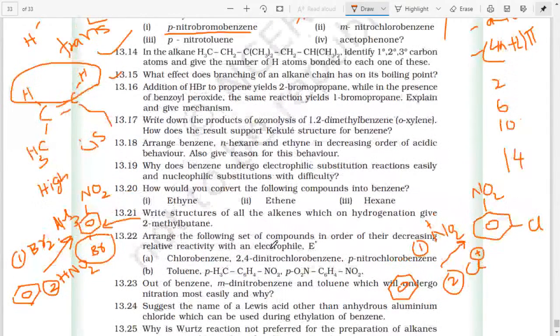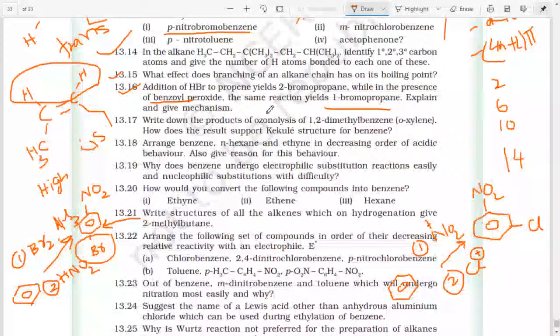Next, addition of HBr to propene yields 2-bromopropane, while in the presence of benzoyl peroxide, the same reaction yields 1-bromopropane. Explain and give the mechanism. What happens during the peroxide effect? It is also known as the Kharash effect. So the free radical formed is going to give the anti-Markovnikov product, where you are going to get 1-bromopropane instead of 2-bromopropane because of the Kharash effect. You can write it as Kharash effect.